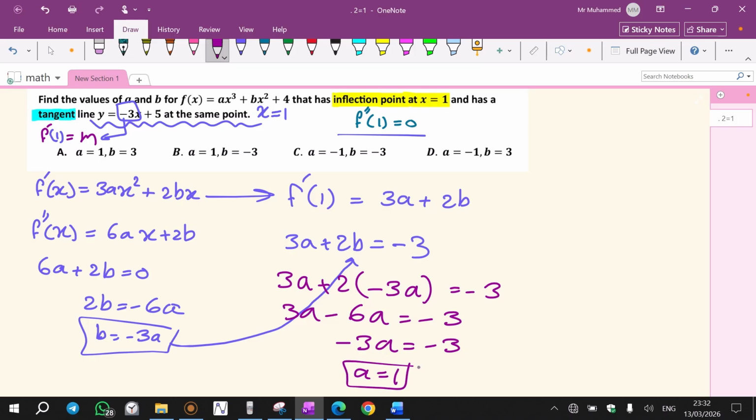Look at the options. A equal to 1 is in A and B. Now I can use A to find B. If A is 1, B is -3 times A, so B is -3 times 1, which is -3. Now a equals 1, b equals -3 is this option. So B is the right answer. Easy. You just need to know how to relate inflection, tangent to f.